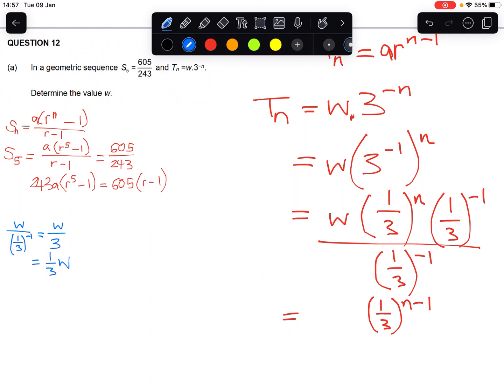Okay, so this becomes 1/3, oops, 1/3 of W, right? So now this is helpful to us because that means A is the same as 1/3 W, and we now know our R is 1/3. Is that ear piercing? I'm sorry.